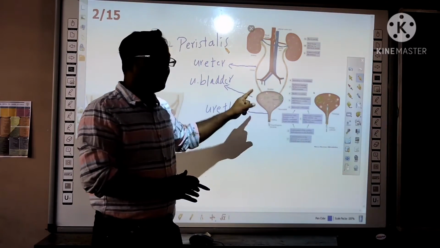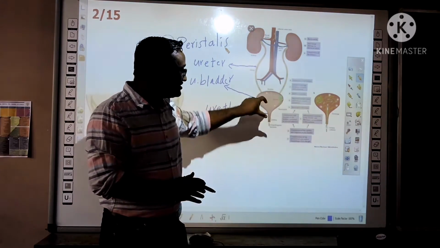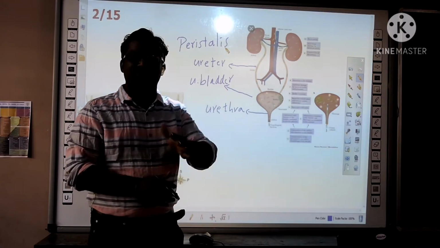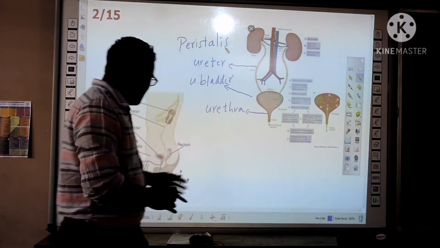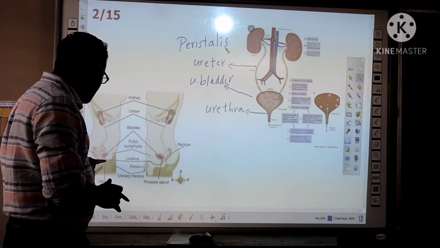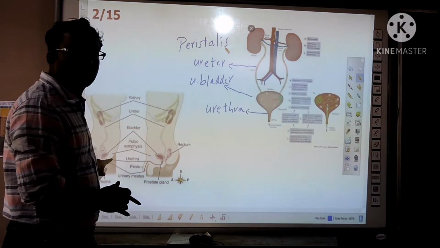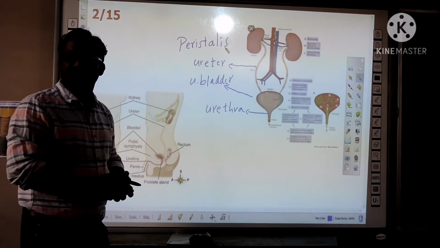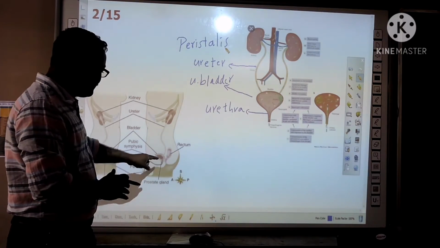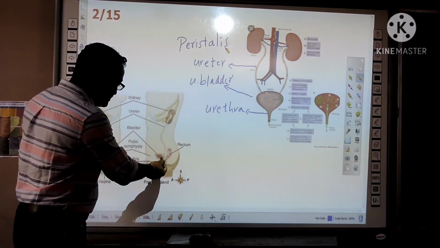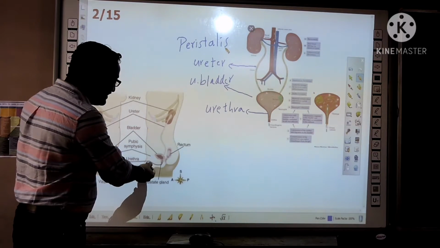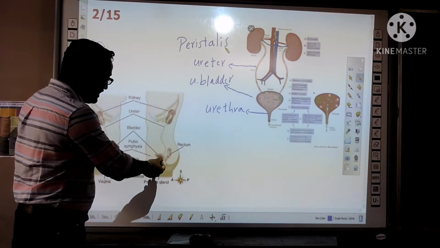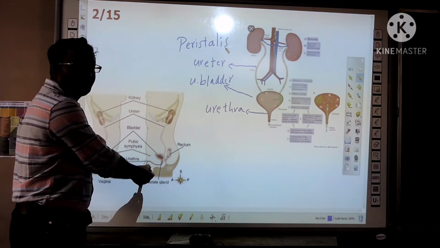About the urethra, you have to learn one point. The length of the urethra is different in male and female. In female, the urethra is very short, up to 4 centimeters. Moreover, the urethra opens separately in female. But in male, if you observe, the urethra is long, up to 20 centimeters in length.